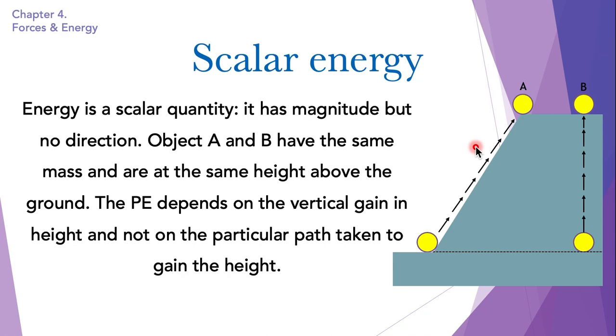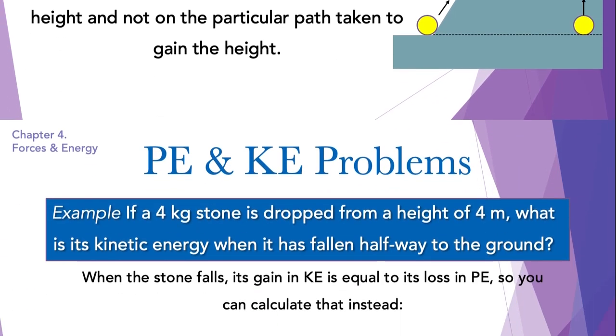The potential energy is equal to mgh. So the potential energy depends on the vertical gain in height and not on the particular path taken to gain that height. The potential energy remains the same for both objects because the vertical gain in height is the same for both, except that object A has a sloped path and object B has a vertical path. Okay, now let's do some questions about potential energy and kinetic energy.